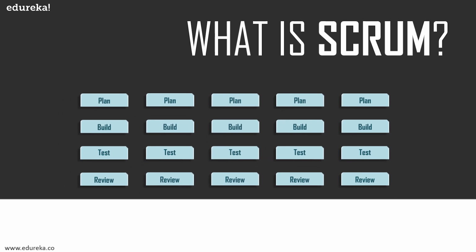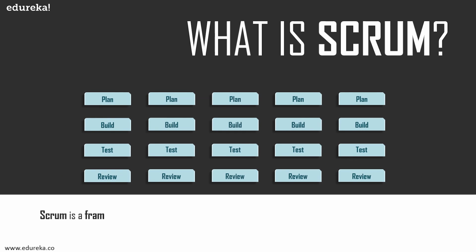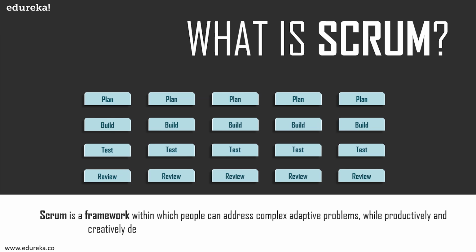Now, with Scrum, your team promises to ship some valuable increment of work by the end of each sprint. It is built on empiricism, which basically means focusing on small increments of work that will help you learn from your customers and better inform what you do next. It can address complex adaptive problems while productively and creatively delivering products of the highest possible value. Each sprint is time-boxed at most to 1 month.